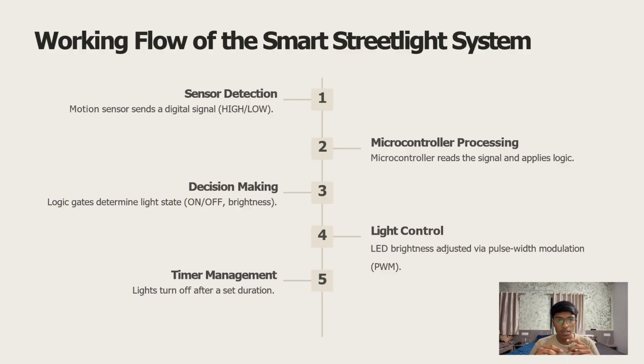First comes sensor detection. A sensor detects the motion. Then comes microcontroller processing. The microcontroller processes the input. Then comes decision making. Logic gates determine the state of the light. Then comes light control. LED brightness is adjusted according to PWM. And at last comes timer management. Timers ensure lights will be turned off after a set duration.